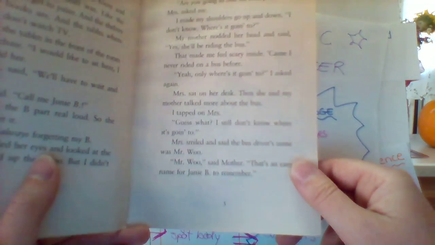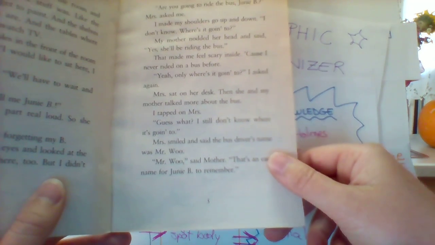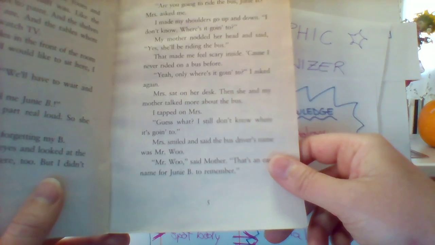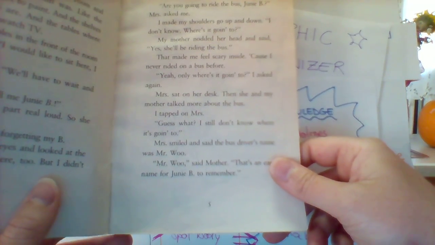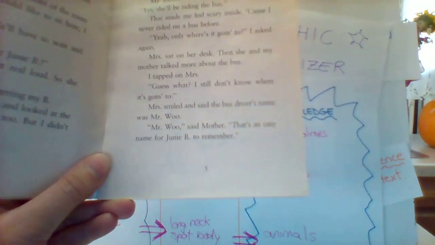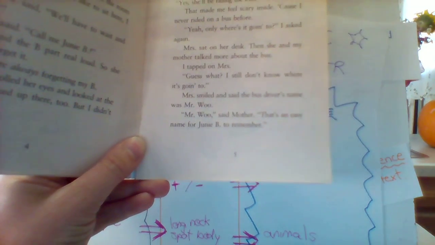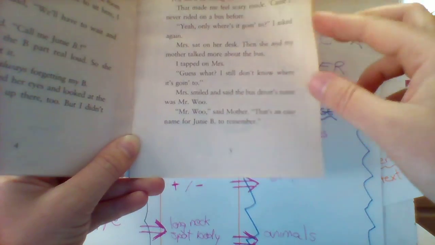I asked again. Mrs. sat on her desk. Then she and my mother talked more about the bus. I tapped on Miss. Guess what? I still don't know where it's going to. Mrs. smiled and said the bus driver's name was Mr. Wu. Mr. Wu, said Mother, that's an easy name for Johnny B to remember.